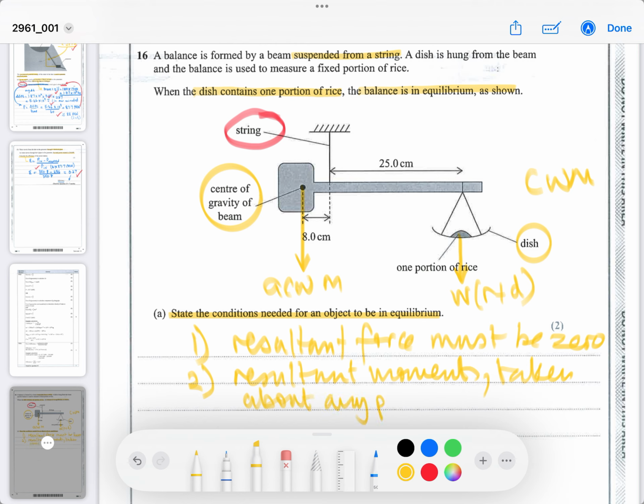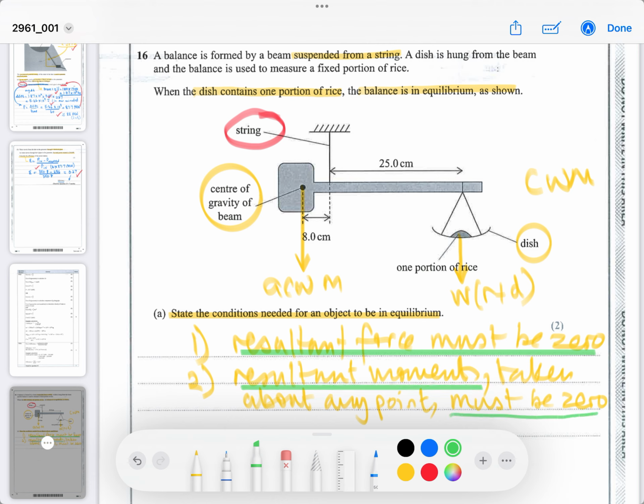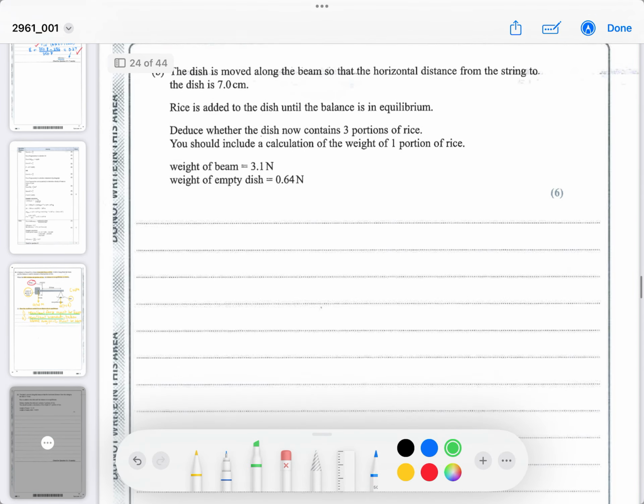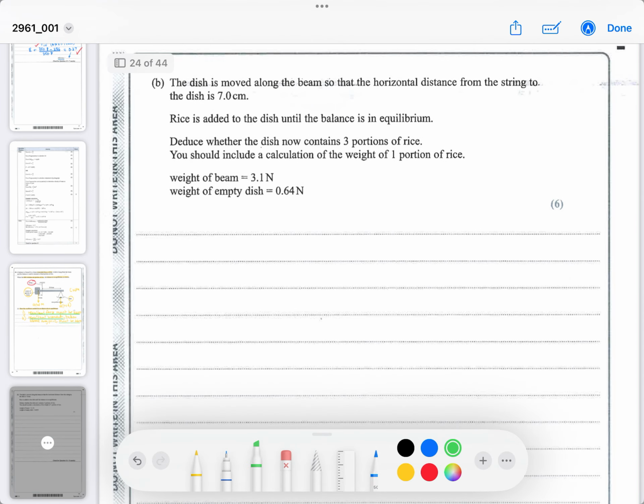In this question, we're going to take it around the string, but you could take it about any point, and mathematically it would be the same. The resultant moments must also be 0. So there are 2 things that must be 0. For example, up and down forces must be balanced. All the forces in any 2 opposite directions must be balanced, but you can just say it like this. The resultant force must be 0. Just like the resultant moments taken about any point must be 0. There are 2 conditions for equilibrium. Something you need to make sure you have in your notes before Wednesday if you're one of my students.